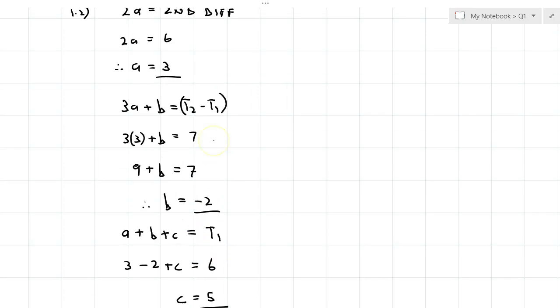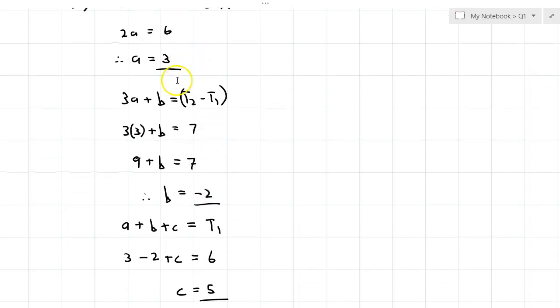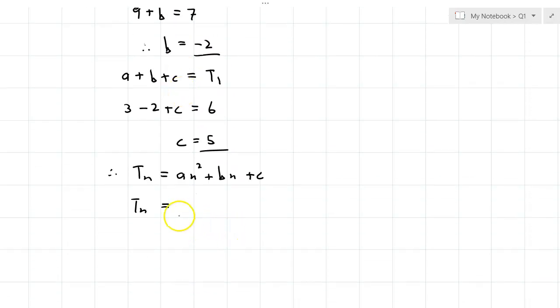All right, so now you've got a, b, and c. All that's left for us to do now is to substitute. Therefore, Tn equals an squared plus bn plus c. That will leave us with Tn equals, a is 3, so that's going to be 3n squared.